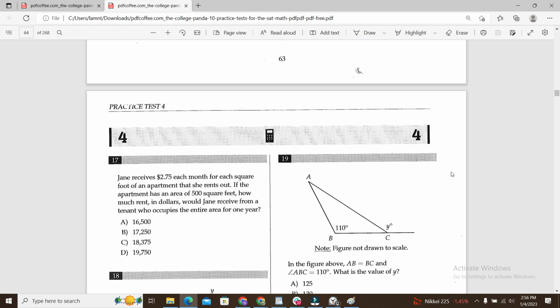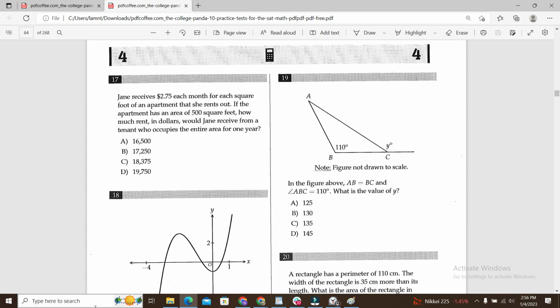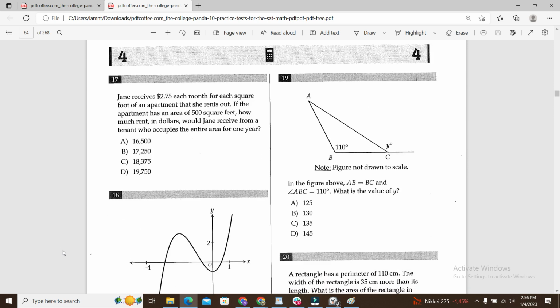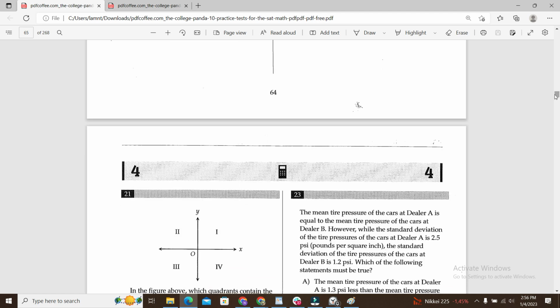Alright, so let's keep going with the questions. Today we are doing from question number 17 onward. So this is section 4, practice test 4, question 17. So for 17, okay, just wait me a moment.